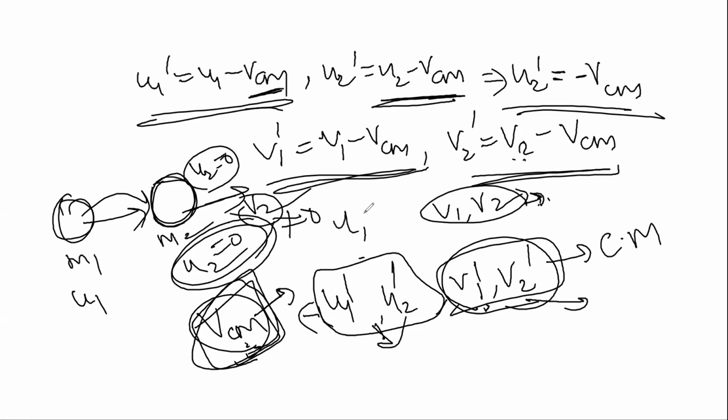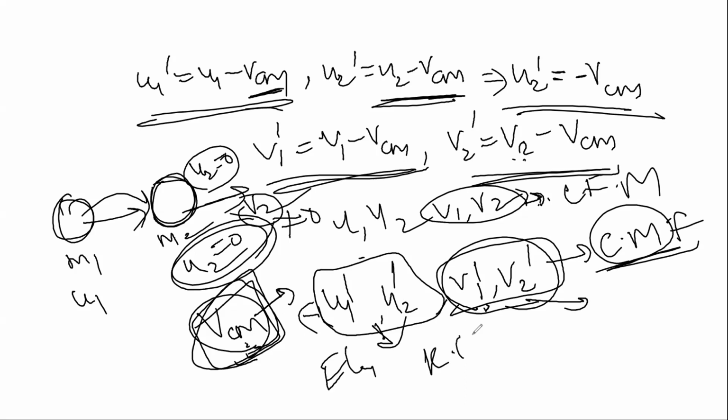So u1, u2, v1 and v2 are in the laboratory frame of reference (LFR). In the center of mass frame of reference (CMF), we have u1 dash, u2 dash, v1 dash, and v2 dash. Now, based on the conservation of linear momentum, because it is an elastic collision, both kinetic energy and momentum are conserved. So let us take this.